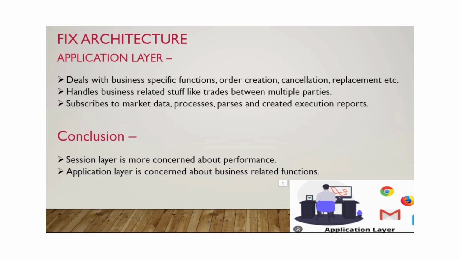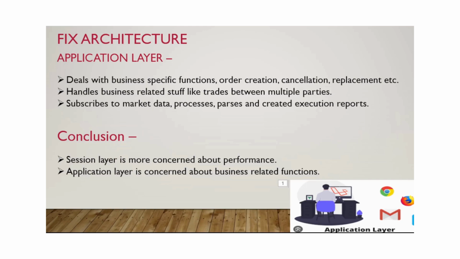Application layer basically deals with business specific functions, order creation and cancellation, replacement, etc. It handles business related stuff like trades between multiple parties. It subscribes to market data. What is market data? It is the information about financial markets, which is having details like price, trading volume, trading period of a particular stock. So, what application layer does basically, it subscribes to market data, processes, parses, and creates execution report.